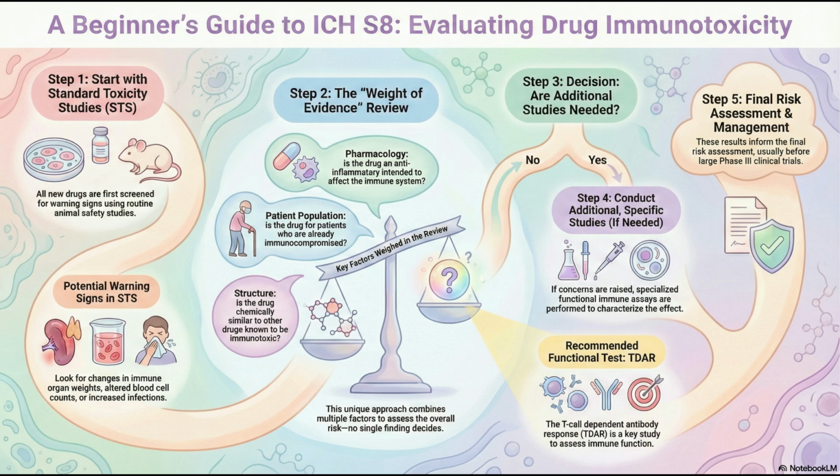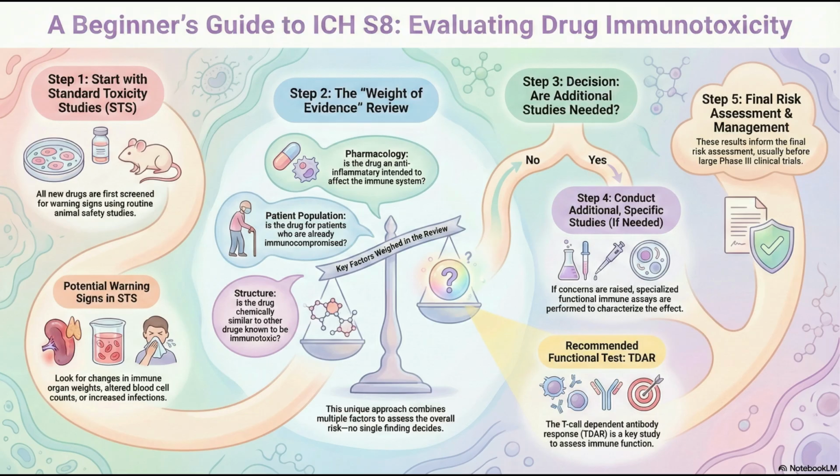Okay, so let's play investigator. I'm running a standard 28-day rat study. Not doing anything fancy yet. What am I looking for that screams immunotox? What are the clues? The guideline gives you a checklist. The first place you look is the blood work, the hematology. You're scanning for a drop in white blood cells.